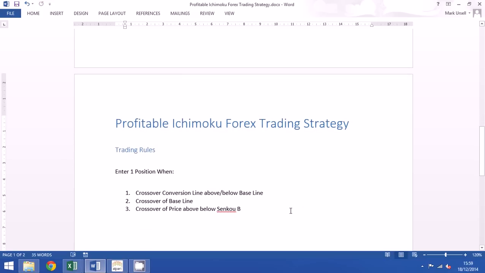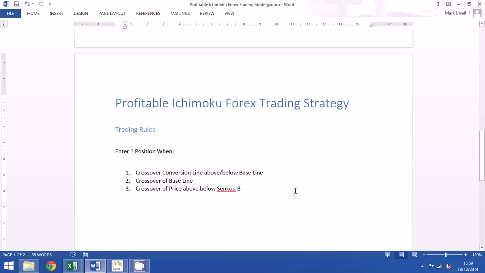So just to recap, the Forex trading strategy that I'm looking at today. The first of these is the crossover of the conversion line above or below the baseline. This is a long short strategy, so if we have a crossover, we will immediately reverse the direction of our position. Crossover of the baseline. This is the closing price above or below the baseline. And also the crossover of the closing price above or below the Senkou B line.